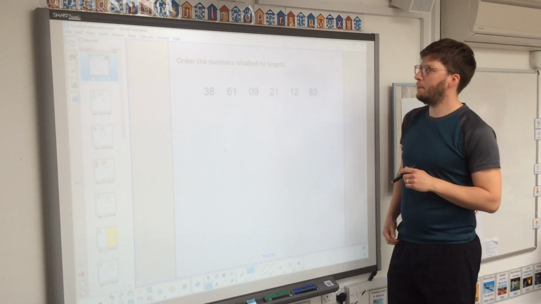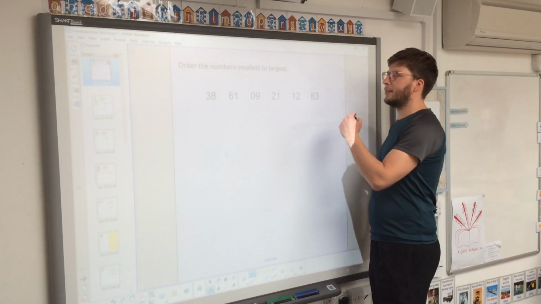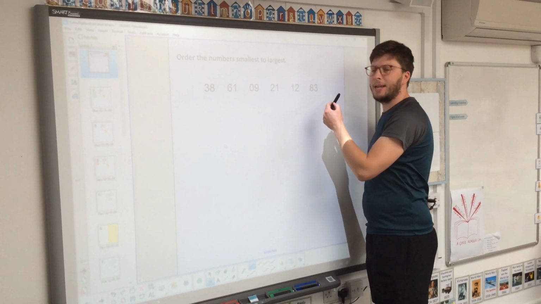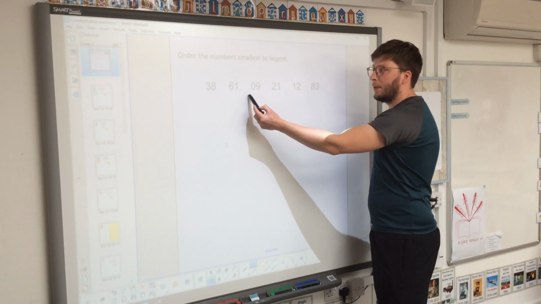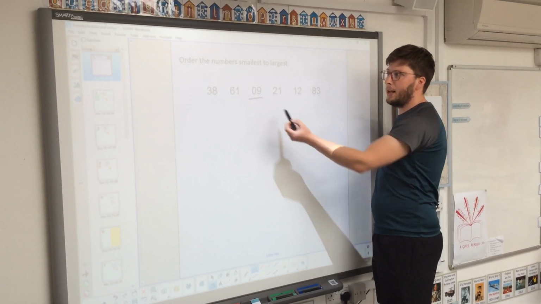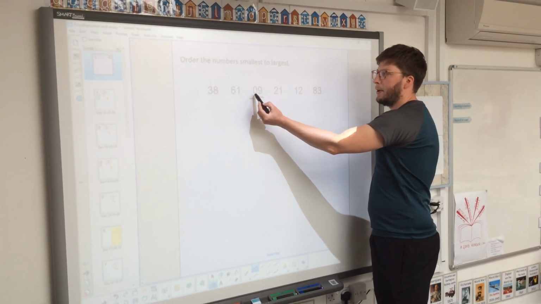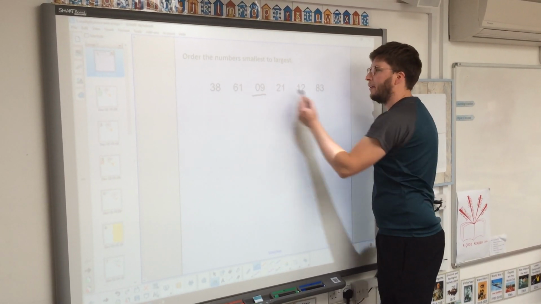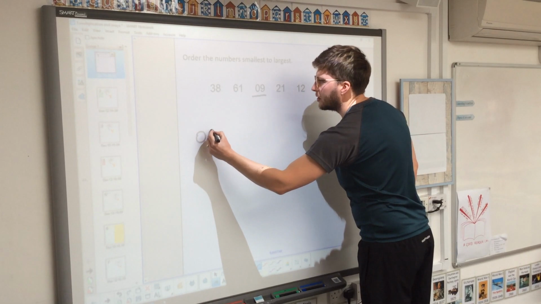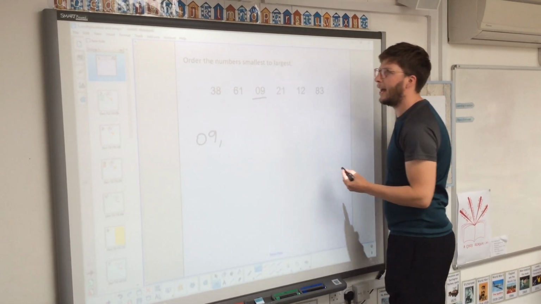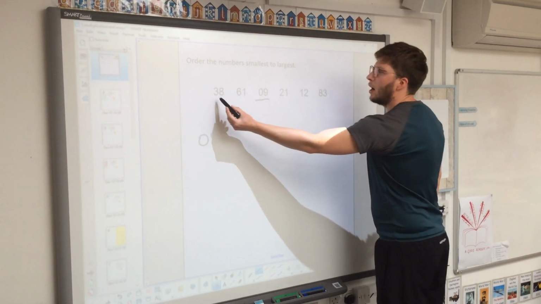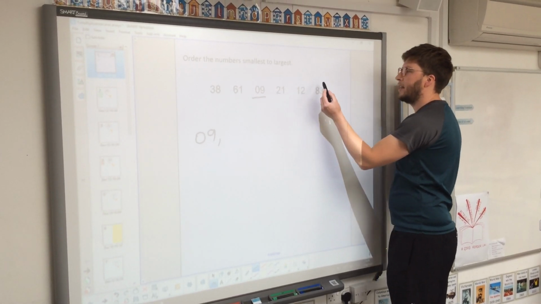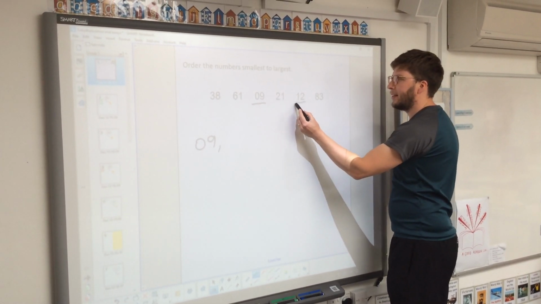So I'm looking for the number that's got the least digits, the lowest digit in the tens column, because they're all tens numbers. But this one's a sneaky little trick one. It looks like it's a tens digit, but actually it's just 9. It's got a 0 in the tens. Nothing else is smallest. That's my smallest number. Okay, let's keep looking. I've got 3 tens, 6 tens, 2 tens, 1 ten, and 8 tens. So hopefully you can see that that one's next.